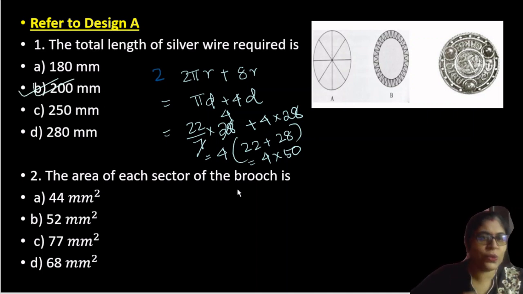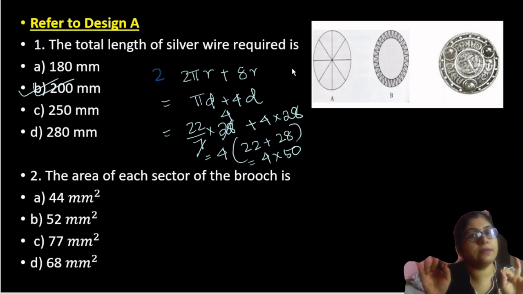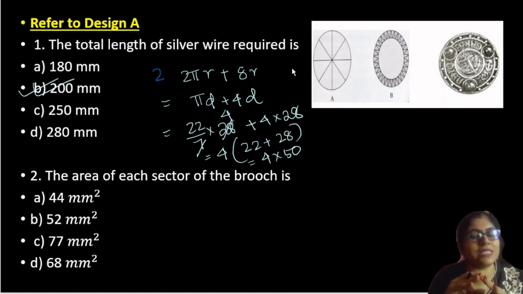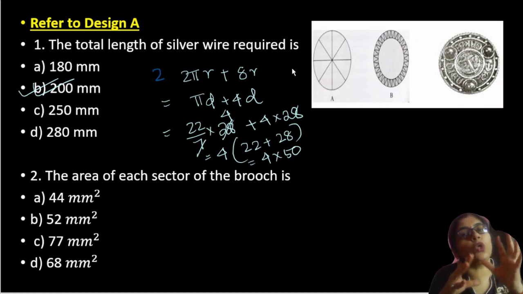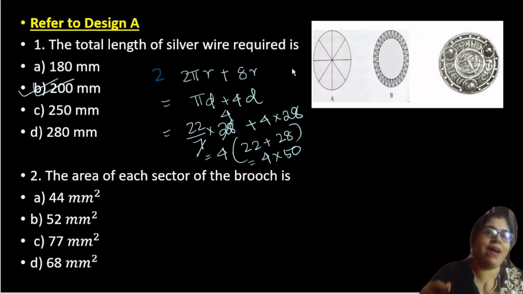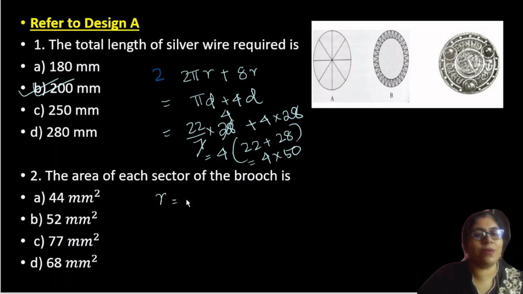Next, question number 2. The area of each sector of the brooch. So the diameters, or the silverwares, are dividing the circle into 8 parts. So area of each sector, or each part, is total area divided by 8. So here diameter is given. So our R is equal to 14 mm.